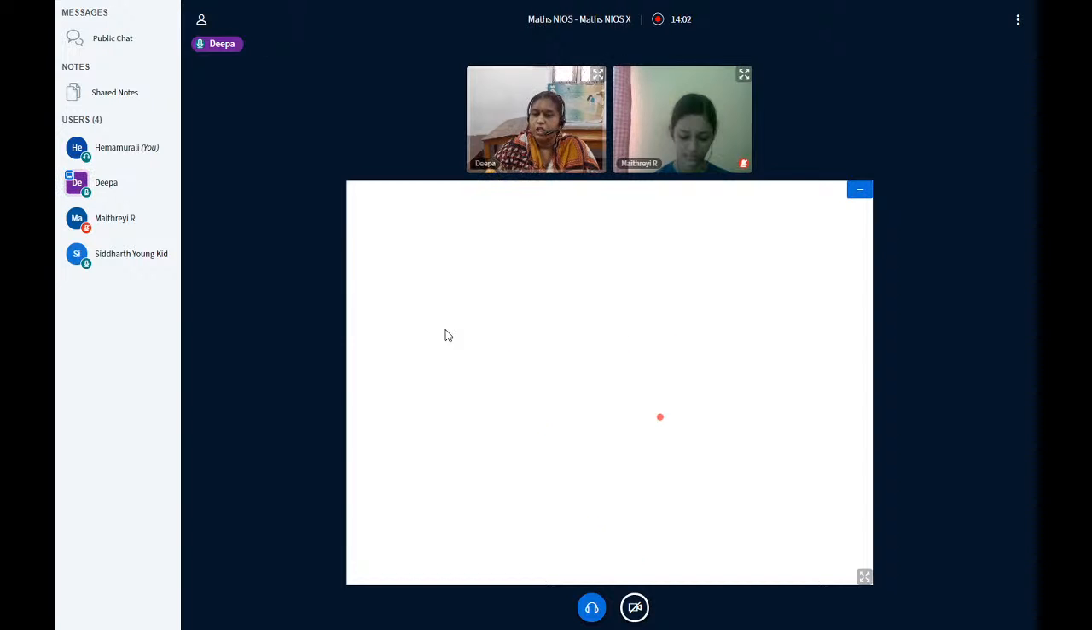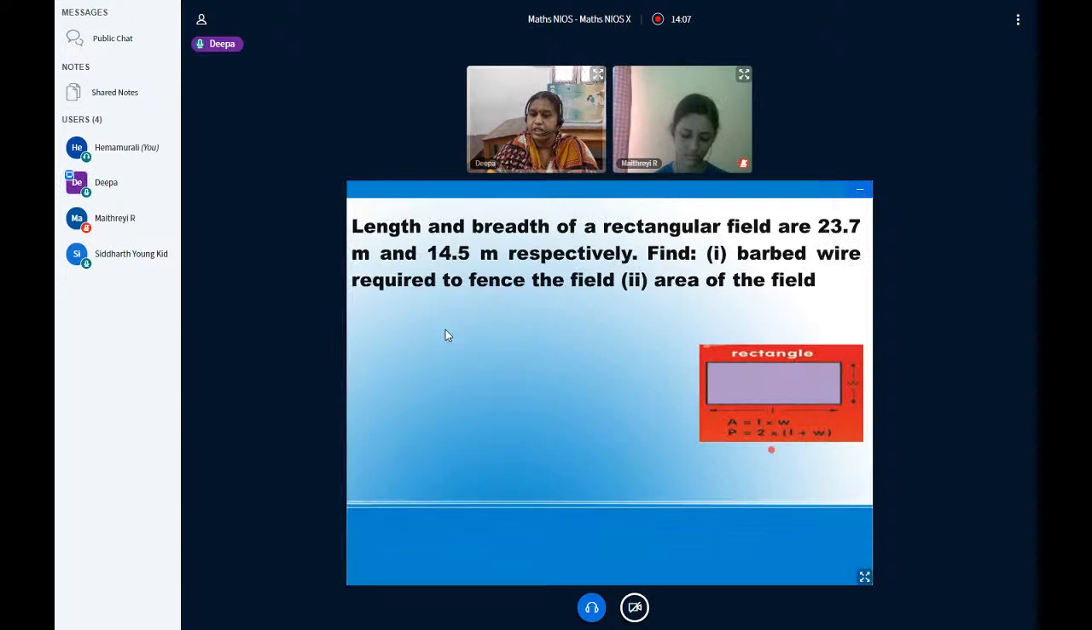Now we are going to say about the rectangle. We already know the area of the rectangle is length into breadth and perimeter is 2 into length plus breadth. Okay, now we will see what is the question. Length and breadth of a rectangle field are 23.7 meter is length and 14.5 meter is breadth. And we have to find out the first one is barbed wire required to fence the field. Then what should we have to find? To fence, perimeter. We should find the perimeter. So first question we have to find the perimeter.